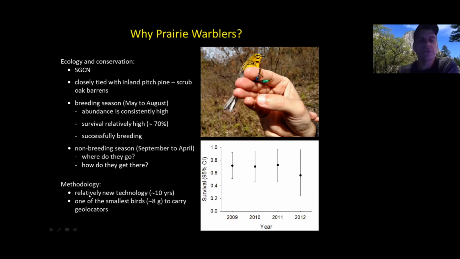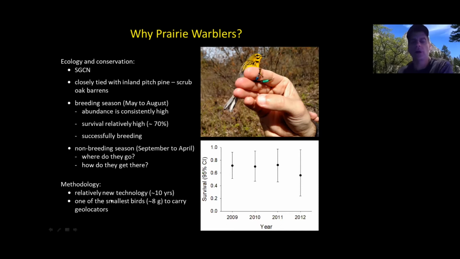And we're also interested in prairie warblers from a methodological perspective. Geolocators are still a relatively new technology. They've only been in use for about 10 years. So the more bird species we look at, the better we can understand how well this technology works and what the effects of this technology are on the birds.